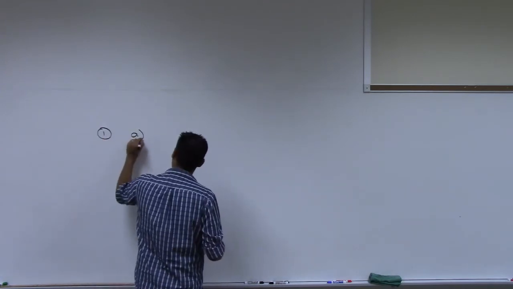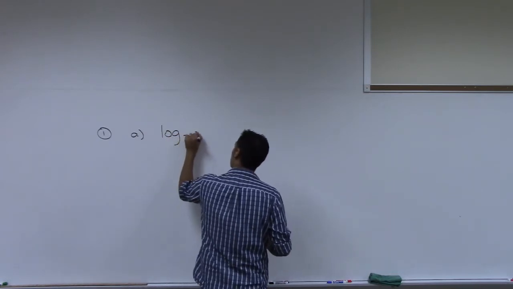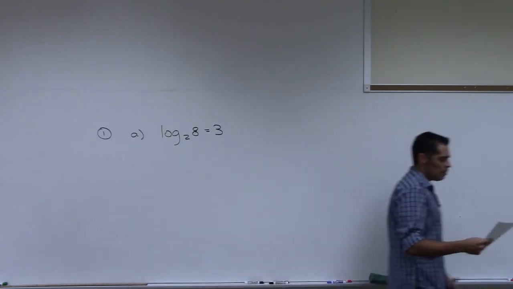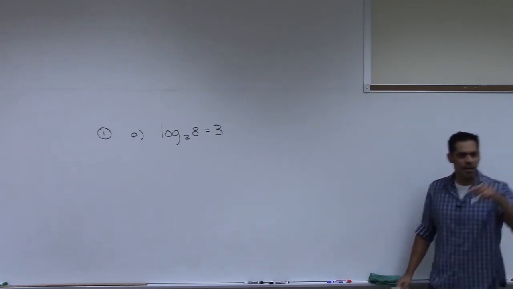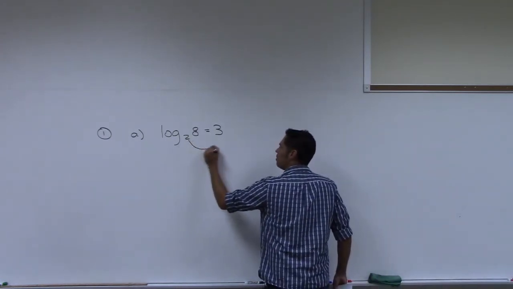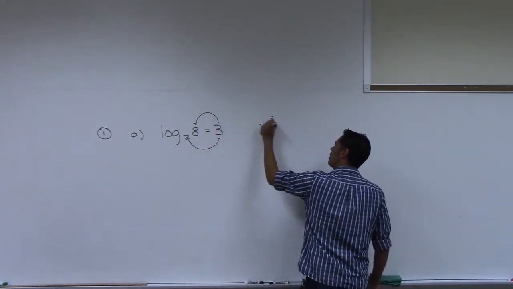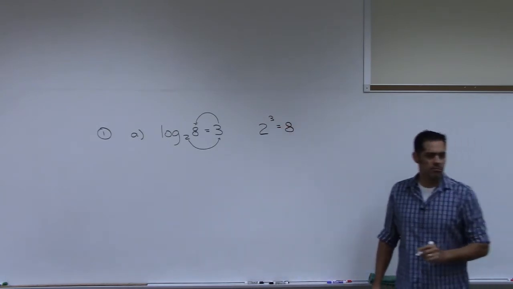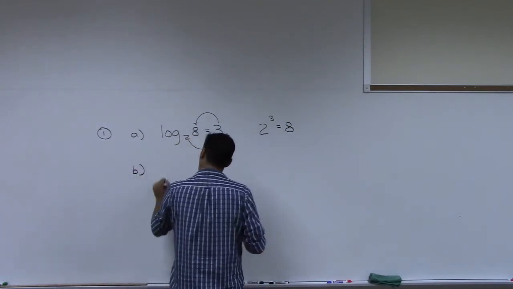So 1A, remember, we're going to have logarithms on this test. The first question says to rewrite in exponential form. So do you remember how to do this? Just rewriting. Just use that loop. So you're going to rewrite this using 2 raised to the third equals 8. Done. That's it. Okay? Part B, same thing.